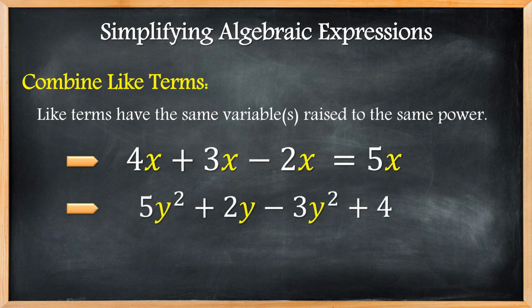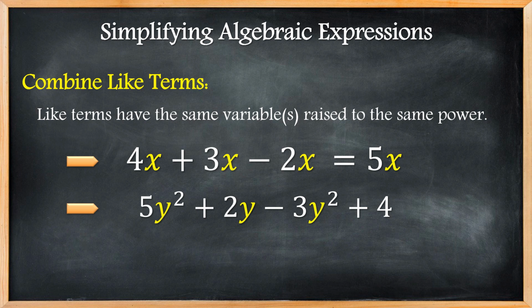Here we have 5 times y squared plus 2 times y minus 3 times y squared plus 4. We identify the like terms. 5 times y squared and negative 3 times y squared are like terms because they both have y squared. 2 times y is a separate term because it has only y. 4 is a constant term.